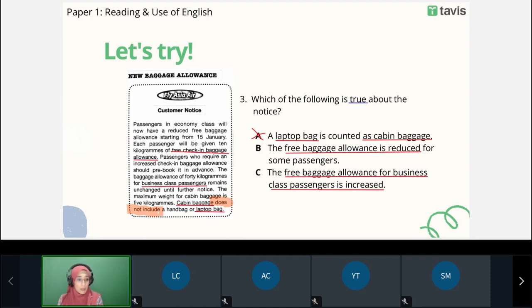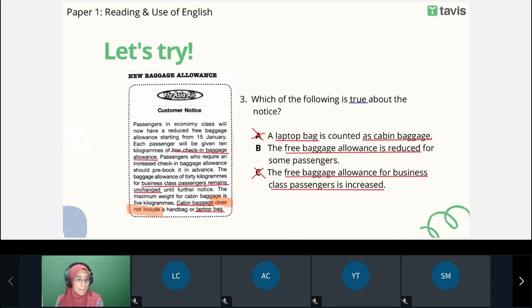Now, like I said, your keyword here is increased, and it can also be a synonym or an antonym. You have to see the whole sentence. Here it says, remains unchanged until further notice. Unchanged, change is the opposite. Unchanged means no difference at all. When there is no difference, it does not mean it's increased, right? If this one is unchanged and this one is increased, are they on the same level? No, I don't think so. So definitely C is the wrong answer.